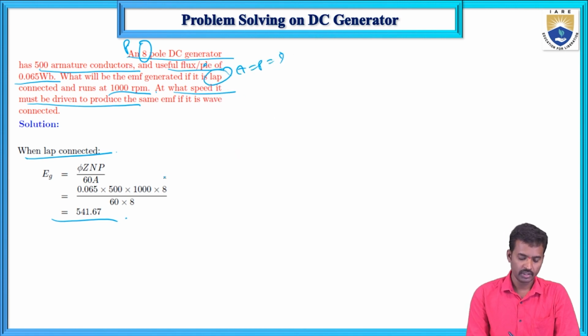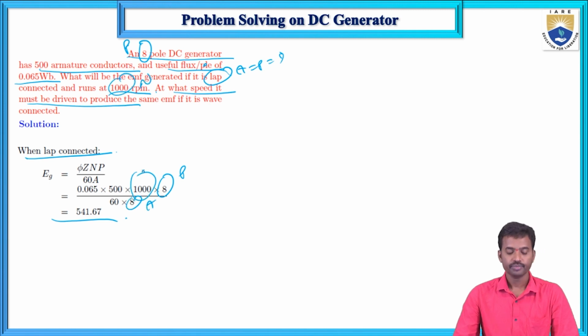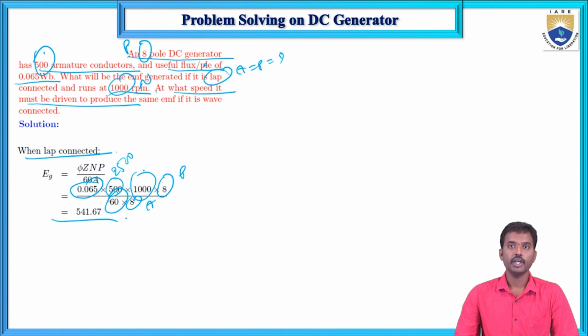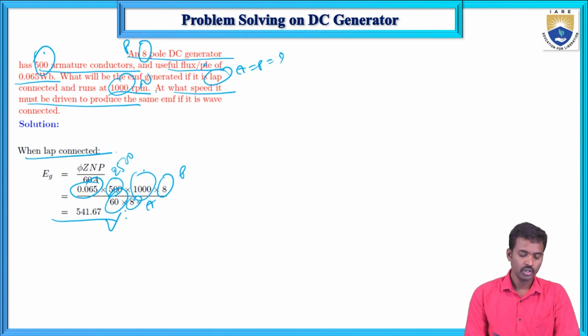Same thing here. This is P and this is A, speed is N, and Z equals 500. Here Z, and this is the flux, and 60. So the induced EMF if it is lap connected, EG equals 541.67 volts.